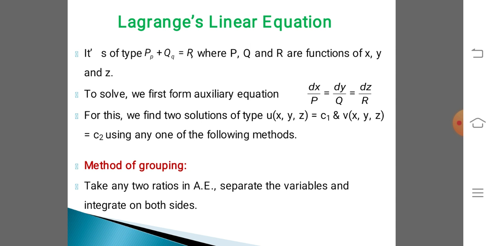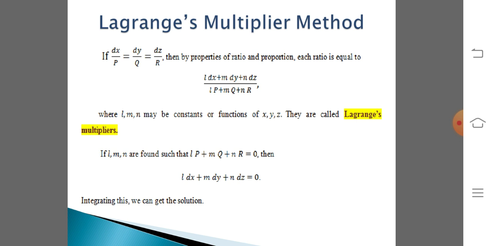So using this auxiliary equation, we have to find two solutions of types u of x comma y comma z equal to c1 and v of x comma y comma z equal to c2 using any one of the following two methods. The first method is known as method of grouping. So to find the solution using method of grouping, we have to take any two ratios in the auxiliary equation. We have to separate the variables and we have to go for integration on both sides. The second method available is Lagrange's multiplier method.